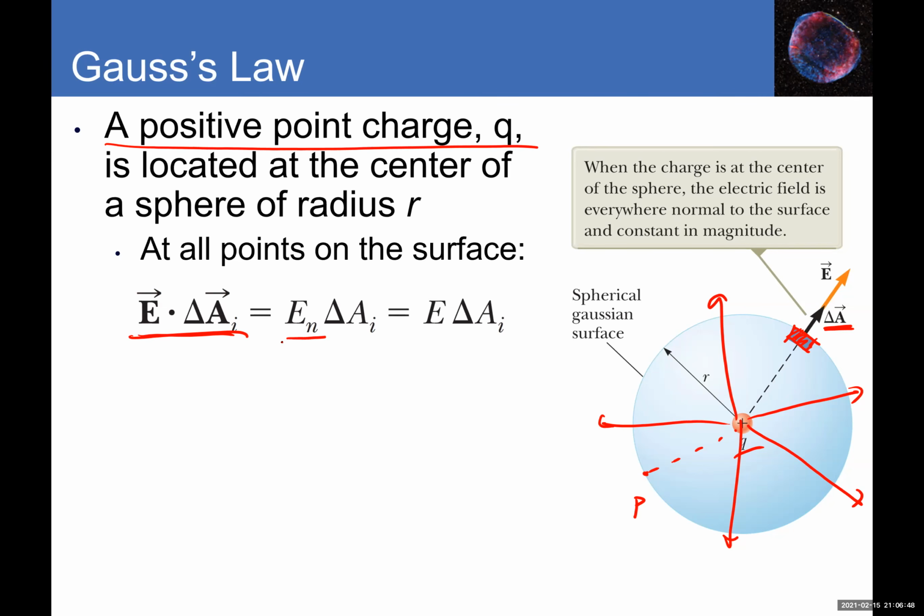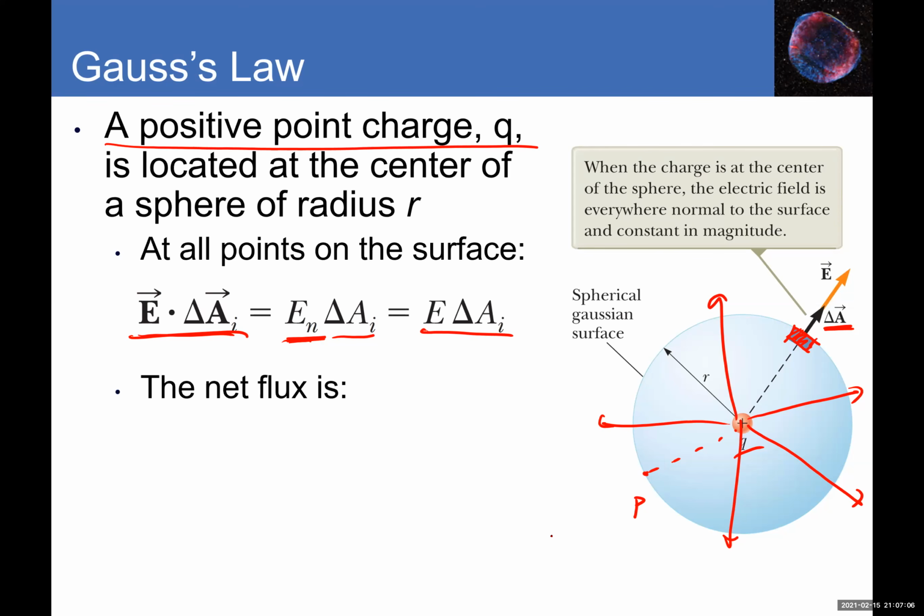Now, n is the representative of the normal, that means normal to that surface. So En dA. Since the field is along the normal of the surface, that becomes just E dA. This is basically the flux equation.